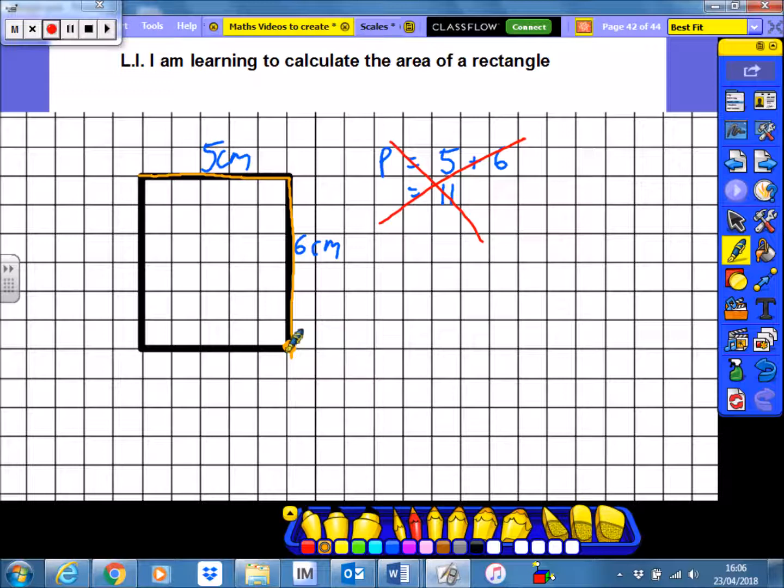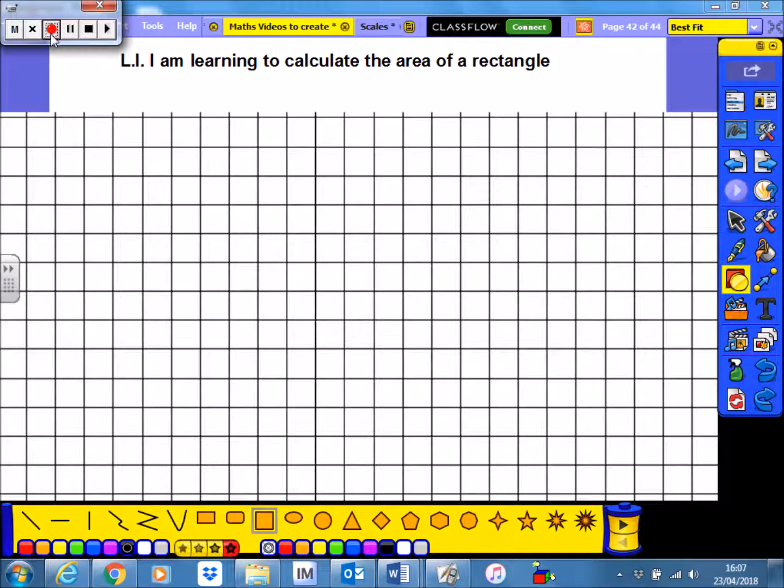That's not enough. What we need to do is add on the rest of the shape. We need to add on the other 5 centimeters at the bottom and the other 6 centimeters along the side. So in reality, in this case, the perimeter equals 5 plus 6 plus 5 plus 6, which is 11 plus 11, 22 centimeters. So always remember, you might only be given a couple of the sides, but you should be able to work out what the other sides are.